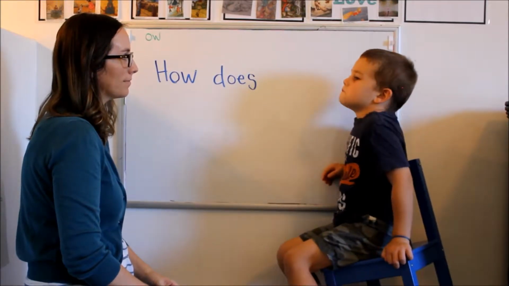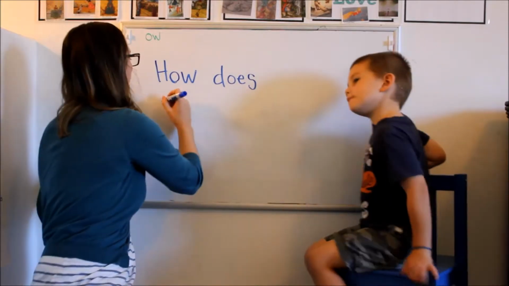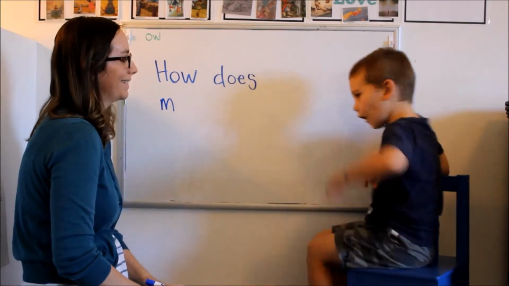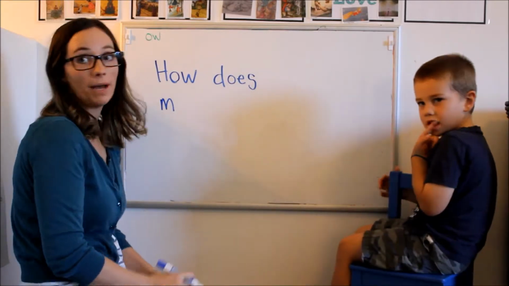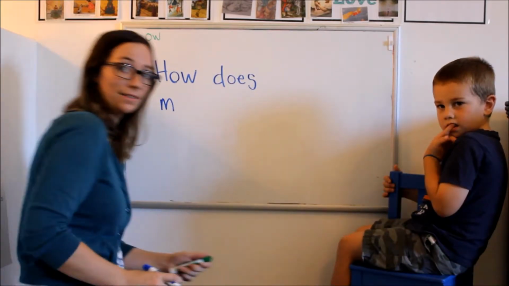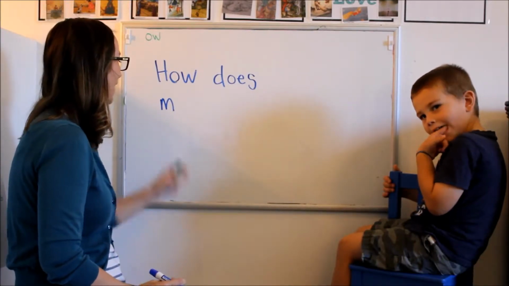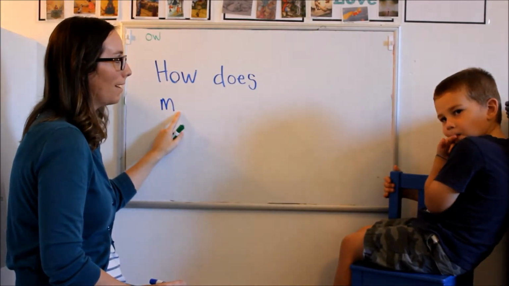How does my... and then what's the next sound you hear? I. Can you imagine if Everett was trying to sit at a desk and wiggling? He'd get in so much trouble. Yeah, it's the long I sound. I, right?